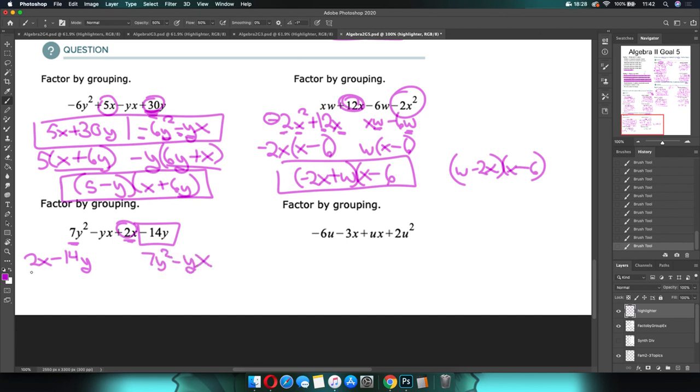Okay, so we can pull out the 2, and that's really all we can pull out. So that will be x minus 7y. All right, and then over here I have the y's, which is kind of the only thing I can pull out. So that'll be y, and then it'll be 7y minus x.